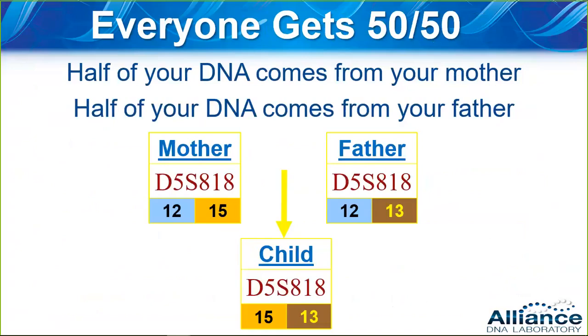So it would look like this. As I stated before, you get half your DNA from your mother and half from your father. So the mother at loci D5S818 has a 12 and a 15. As you can see, the father has a 12 and a 13, and the child has a 15 and a 13. Well, that means the child got the 15 from the mother and the 13 from the father.